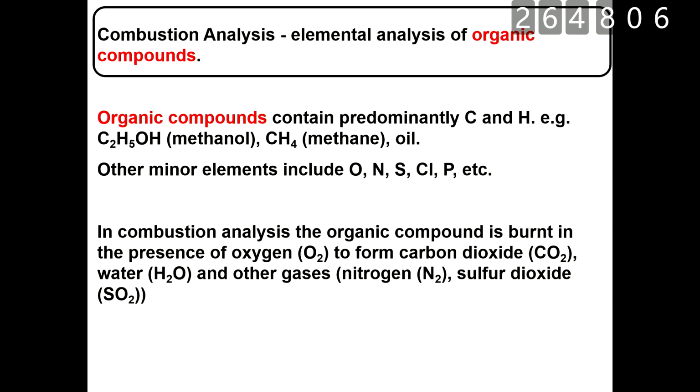So for example, if we get an unknown organic compound, we can just burn it, and then we can get the mass of the products, like the mass of carbon dioxide and the water, and also maybe other gases, and then determine its formula.